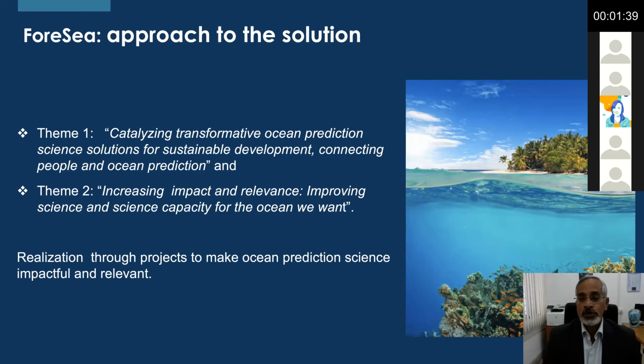In order to approach the solution, ForeSea would focus on two major themes. The first theme is catalyzing transformative ocean prediction science solutions for sustainable development, connecting people and ocean prediction. And the second theme is increasing impact and relevance, improving science and science capacity for the ocean we want. Realization of these themes would take place through projects that take up the challenging task of scientific development demanded by impactful and relevant.